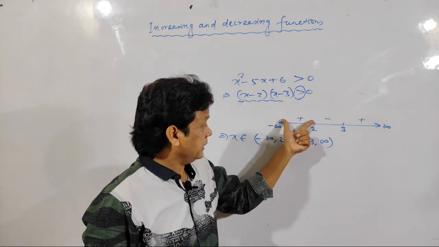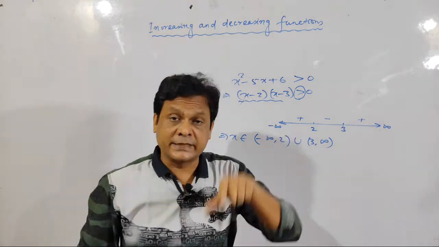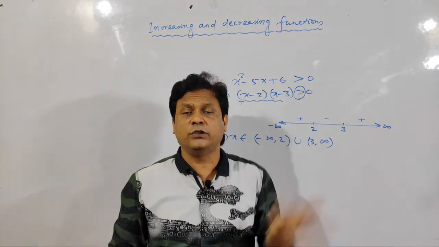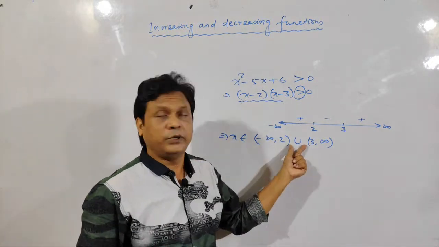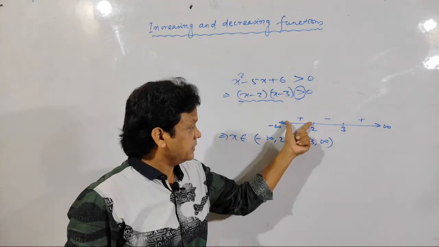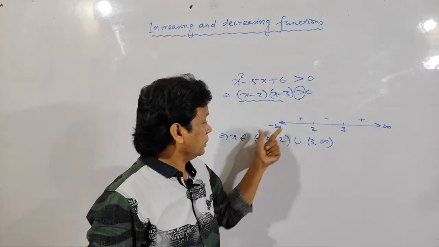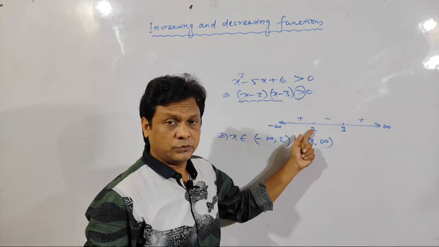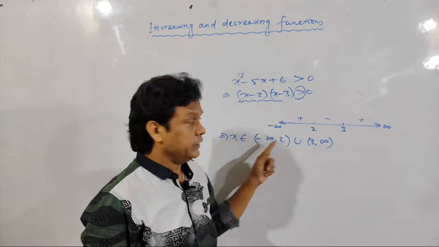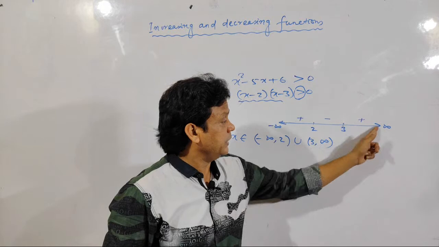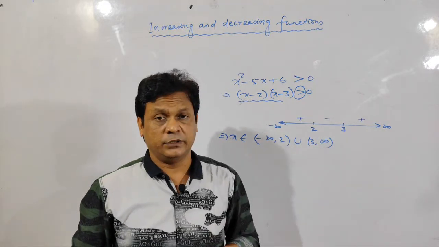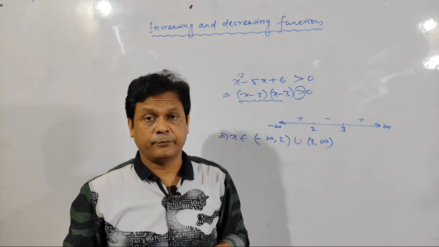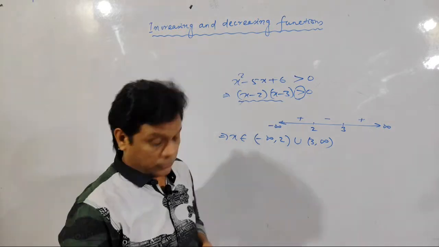So either this interval or this interval. And in set theory already you have read, or means union. So I have put a union sign here. Either this interval or this interval. So this interval is minus infinity to 2, so you should put open interval, union, and this interval is 3 to infinity, open interval. Okay.